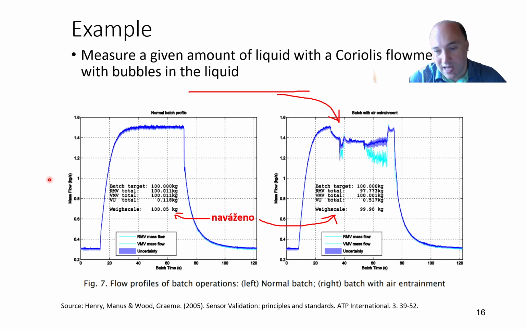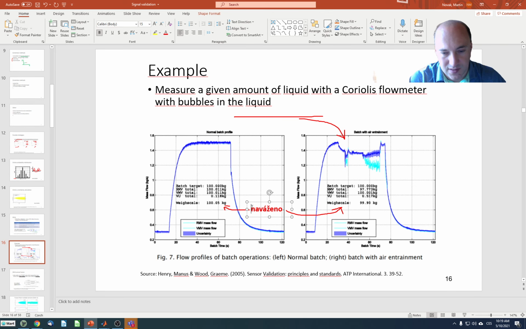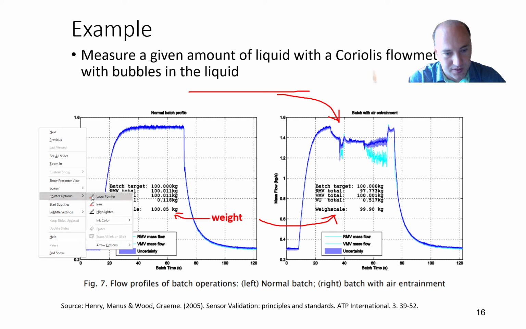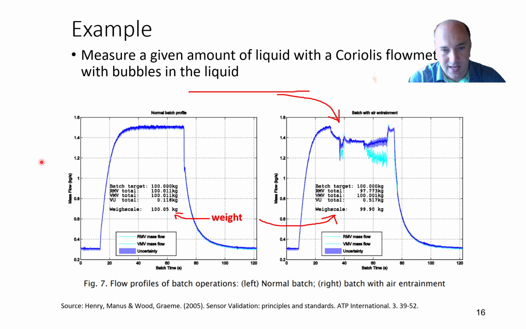Let's take a look at an example. This example is again in this paper about sensor validation. I forgot to change the name here, so let's change it. In this example, they have used this method to find out errors in flow measurements. They used a Coriolis flow meter that measured a specific amount of liquid required for a batch of some product. In this batch, they tried to measure 100 kilograms of the material.